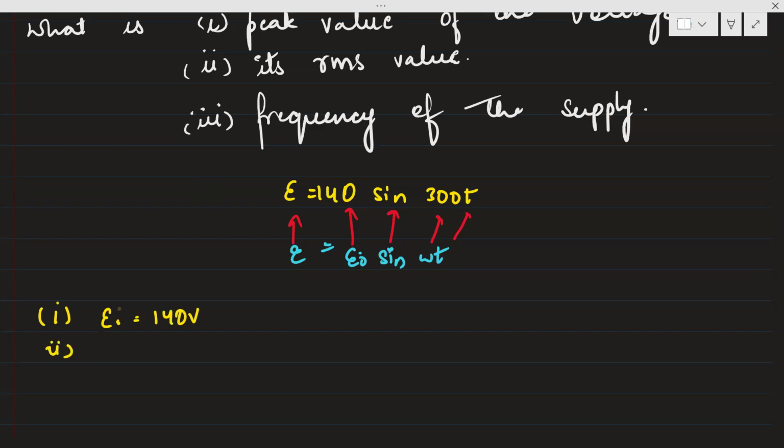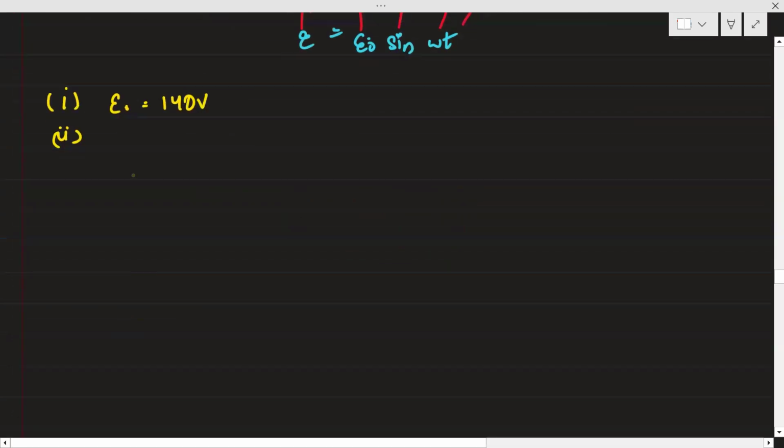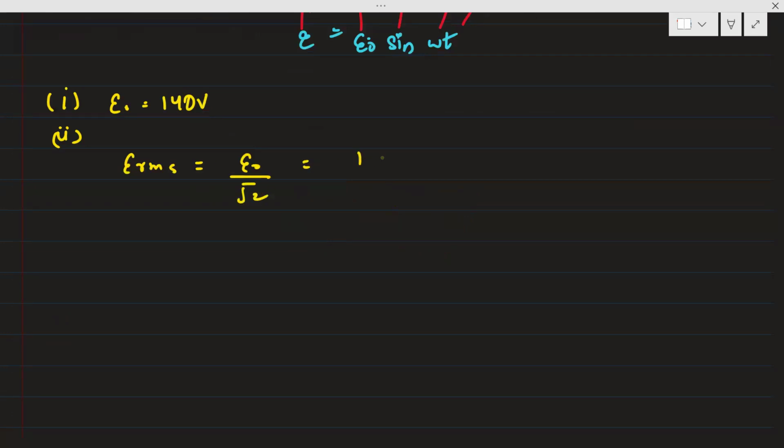Second part, see, it's the RMS value. Just now we studied a relation: E RMS is equal to E naught by root 2. It will be 140 by root 2. If you want, you can solve this further also. Root 2 can be written as 1.41, and that will give you 100 something, right? I am not writing this much. So then you have the third part.